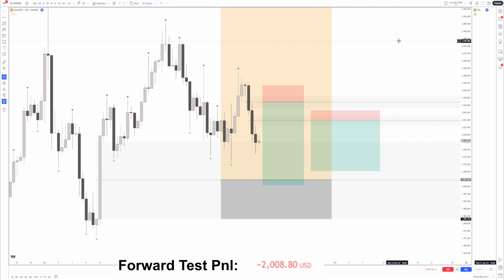Let's see what happens. It doesn't come back into the area. However, it does arrive at our low fair value gap here, which is what we were waiting for initially. Let's see what happens. Okay, price is pretty much there or there. There you go. Okay, price is there. So we're going to market execute that trade.